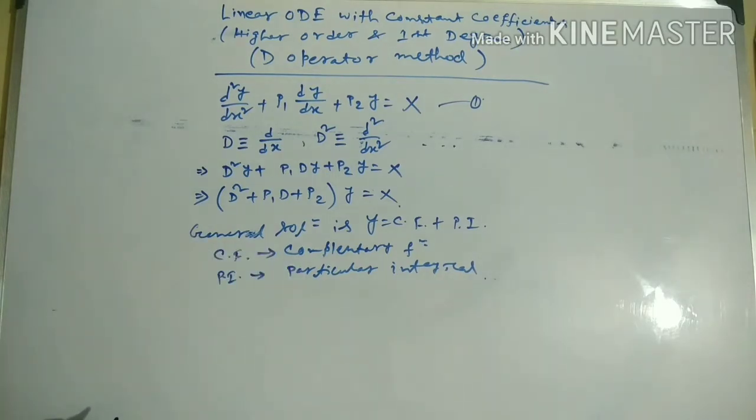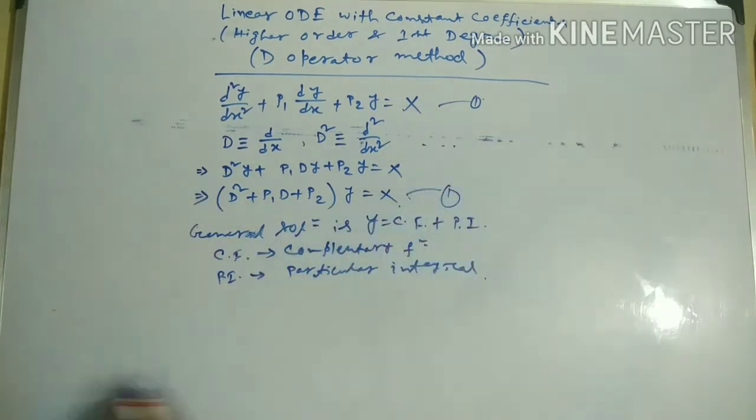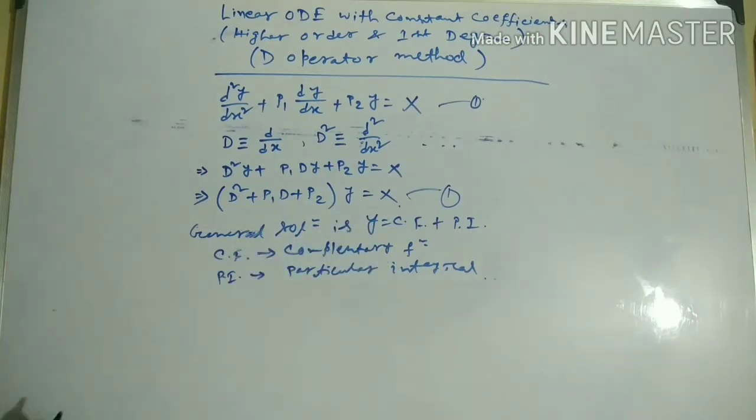To find the complementary function, first we have to consider the homogeneous part of this equation. Now what is the homogeneous part? Homogeneous part means we have to consider the right hand side function as 0. In the given equation it may be 0 or may not be 0. If it is non-zero, then we have to consider the right hand side function as a 0 function.